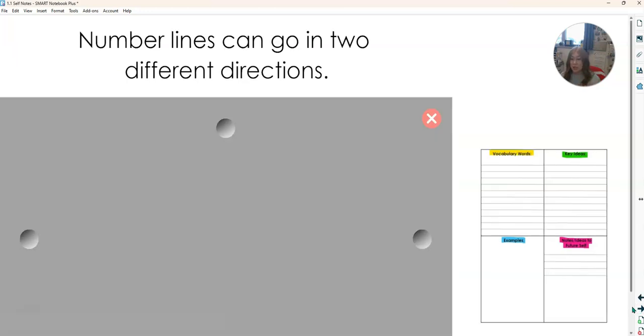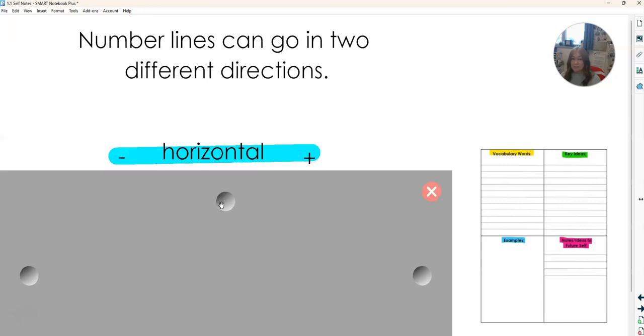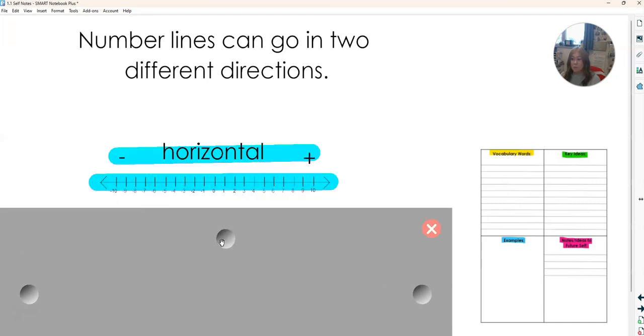So number lines can actually go in two different directions. The first one is horizontal. That's one we're probably pretty familiar with. We've seen number lines that go across. So a horizon is where the sky and the land meet. They make that straight line across.